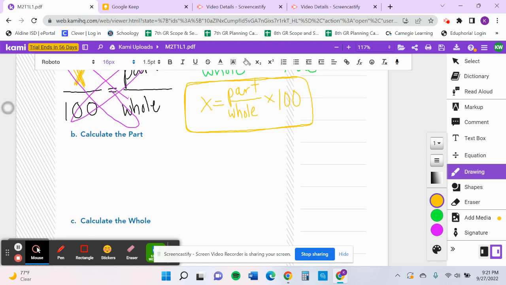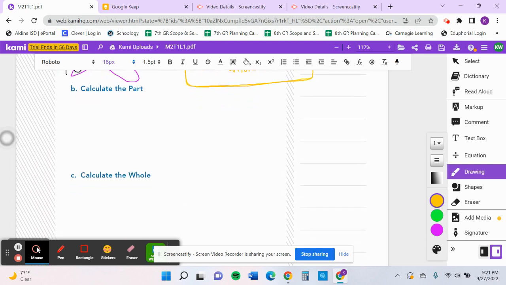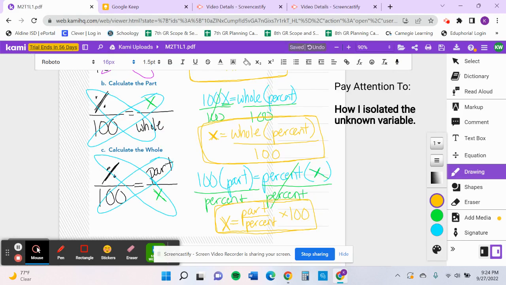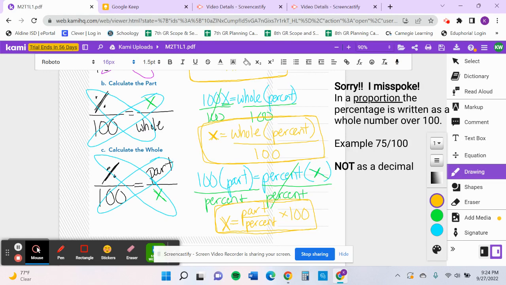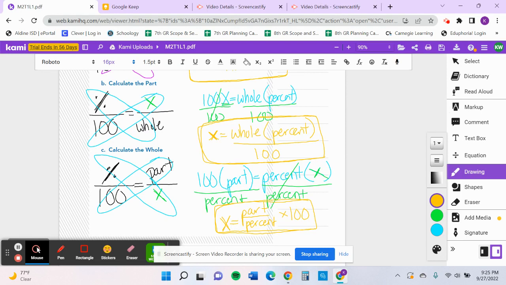Now do the same thing, set up a proportion and solve for the part and solve for the whole. And here is what you should have gotten. To calculate the part, our unknown value goes above the whole in the proportion, and then you solve for x. The equation you come up with is x is equal to the whole number times the percent, divided by 100. Sorry, I misspoke, not in decimal form, because we're talking about proportions here.